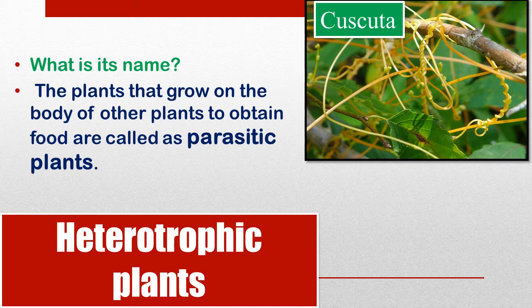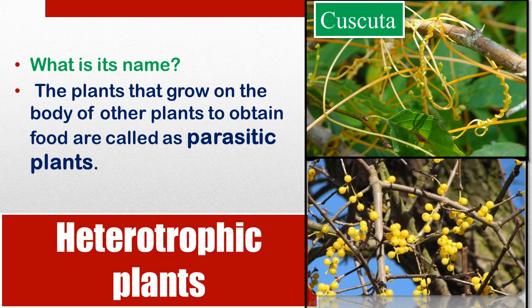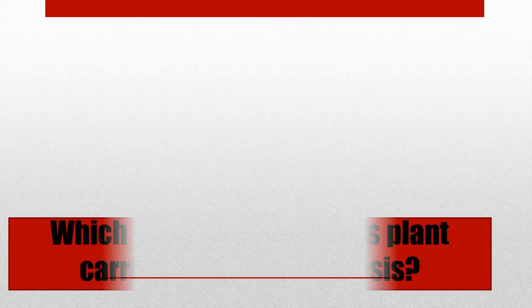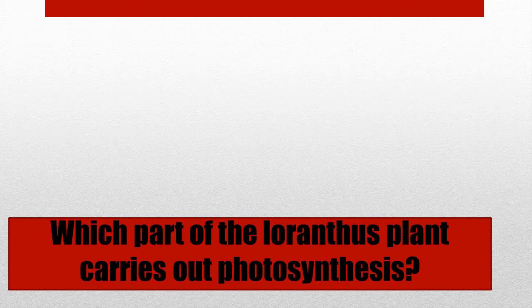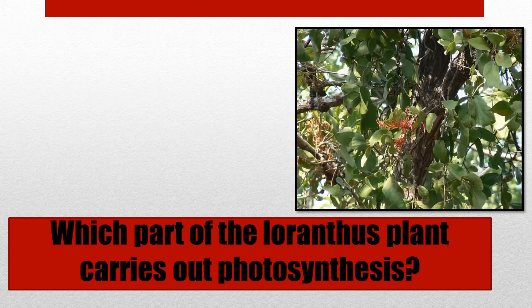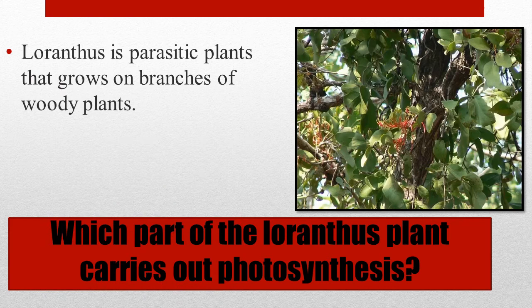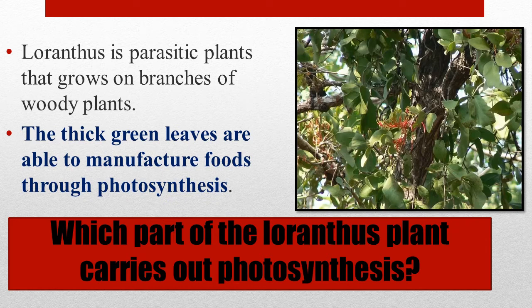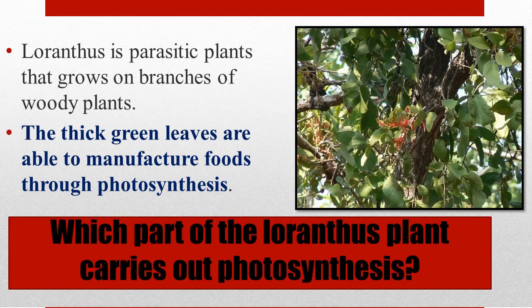Students, you must have also noticed loranthus that grows on a tree, and loranthus is another type of parasitic plant which grows on another plant. So which part of the loranthus plant carries out photosynthesis? This is a loranthus plant and it mainly grows on the mango tree. Loranthus is a parasitic plant that grows on the branches of a woody plant, and its thick green leaves are able to manufacture food through the process of photosynthesis.